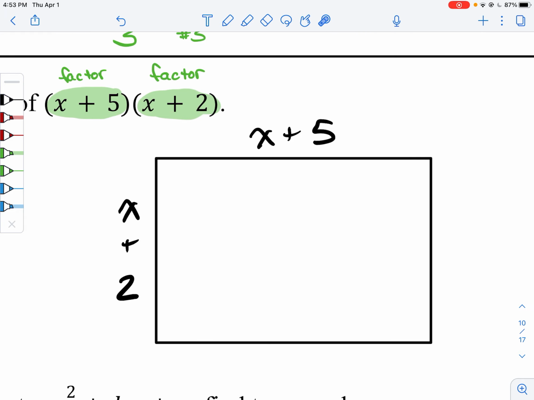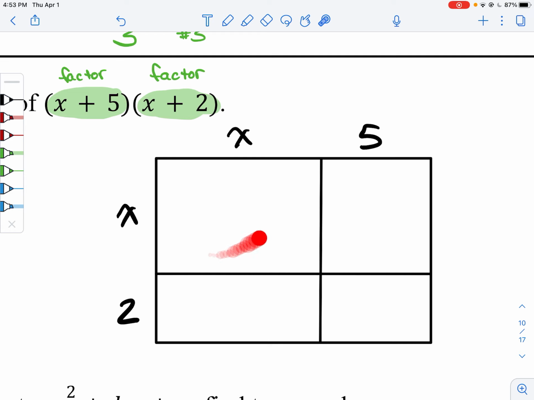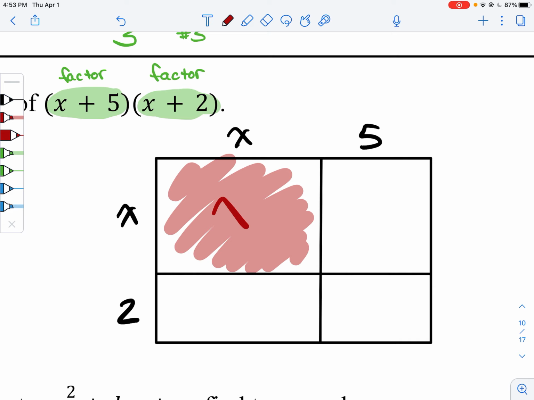Okay? So it's like we have a rectangle, and if we want to find the area inside, the amount of space inside is going to be the length times the width. So I can split this length into, okay, well, this much is x and this much is 5. And then this much is x and this much is 2. So we've got x plus 5 there, x plus 2 there. To find the area inside, this area is just x times x, and x times x is x squared.